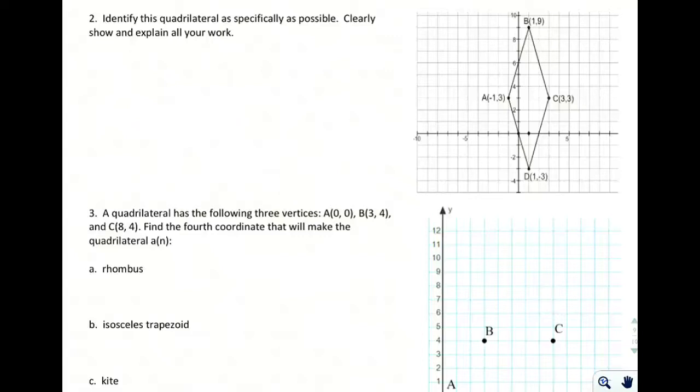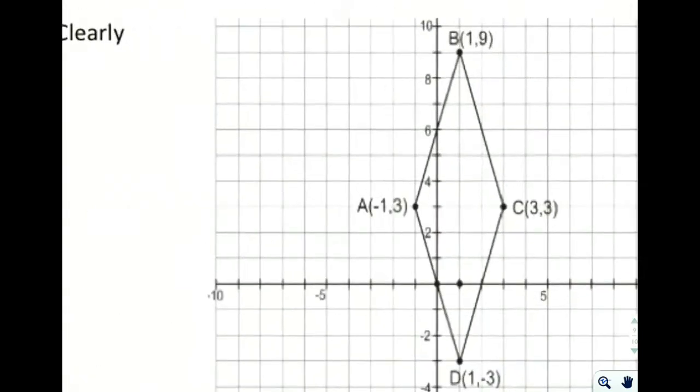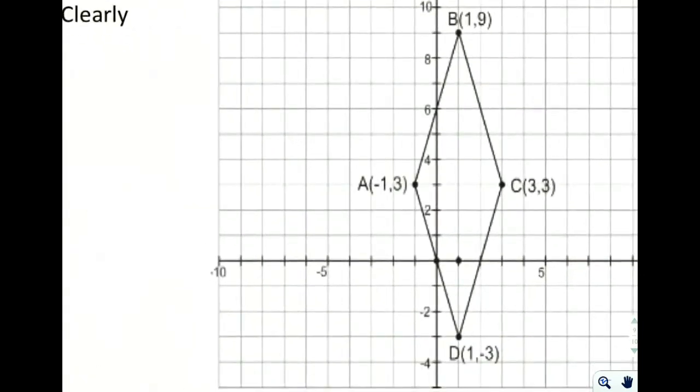In the second example, we need to identify the quadrilateral as specifically as possible. We need to clearly show and explain all of our work to get credit for this, to be a coordinate proof. These are going to be the most common types of coordinate proofs that you'll see. They're kind of long and difficult and annoying, but they are nice challenging problems that aren't actually all that challenging to do. It just involves lots of pieces.